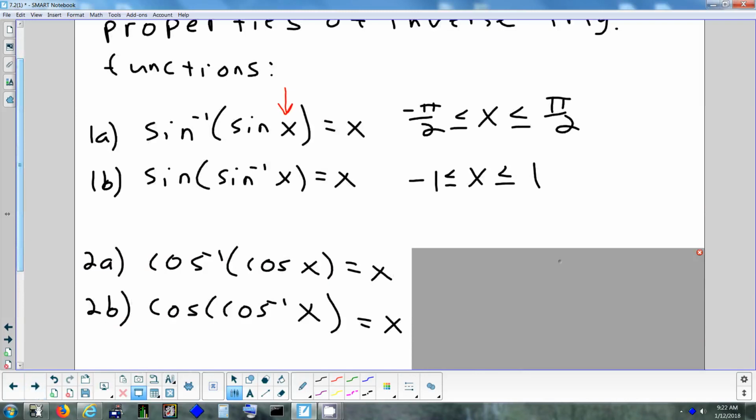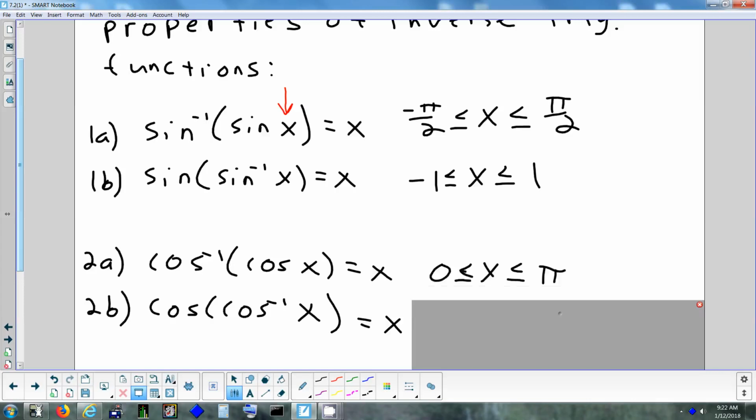Okay. So let's think of cosine. Think of the one on the inside. What did we say we are going to restrict the cosine function's domain to so that it passed the horizontal line test? Yep. 0 to pi, exactly.